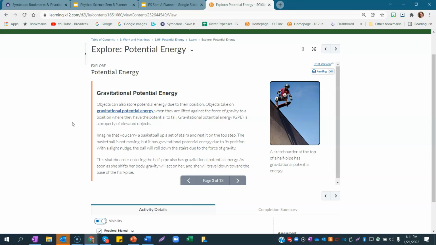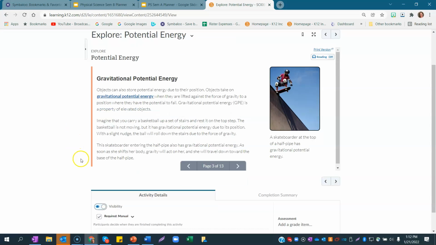Gravitational potential energy, GPE, is a property of elevated objects. Imagine that you carry a basketball up a set of stairs and rest it on the top step. The basketball is not moving, but it has gravitational potential energy due to its position. With a slight nudge, the ball will roll down the stairs due to the force of gravity.